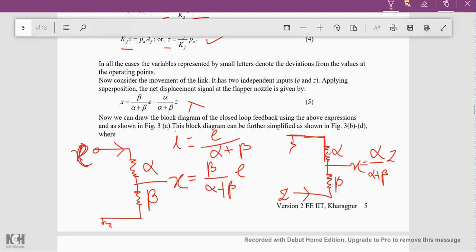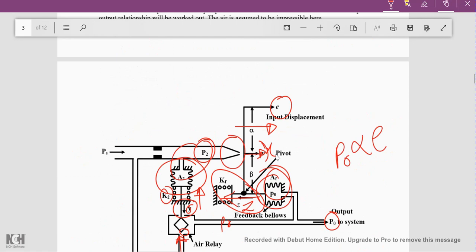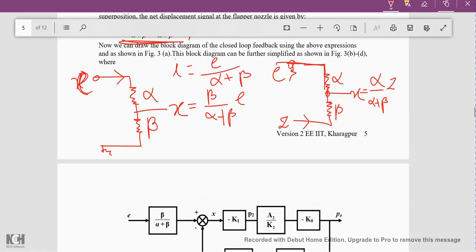Now the total potential at X will be because of both inputs E and Z. In that case, this will not be a simple single expression, but the difference of the two. So exactly the same expression has been considered here. You can see X equals beta by alpha plus beta times E minus alpha divided by alpha plus beta times Z. So here we have that representation given. Upper side is alpha, lower side is beta. The same analogy I have used here to make you understand this expression.